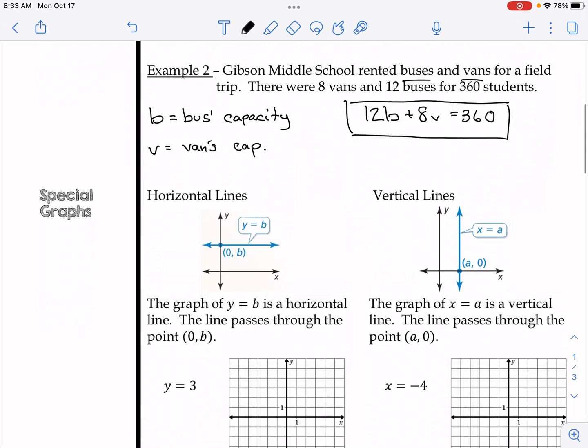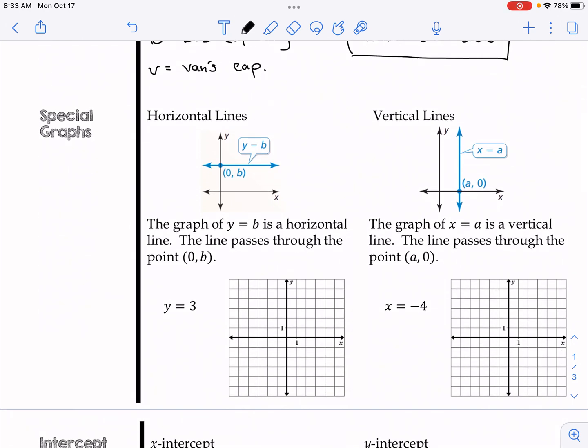Okay, all right, we're going to get to special graphs, and that is horizontal lines and vertical lines. These have a specific type of slope. We'll get into slope later on in 3.5, but for 3.4, let's look at it. So for horizontal lines, it's of the form y equal to b, where that b value is where it crosses the y-axis. So the graph of y equal to b is a horizontal line. The line passes through the point (0, b).